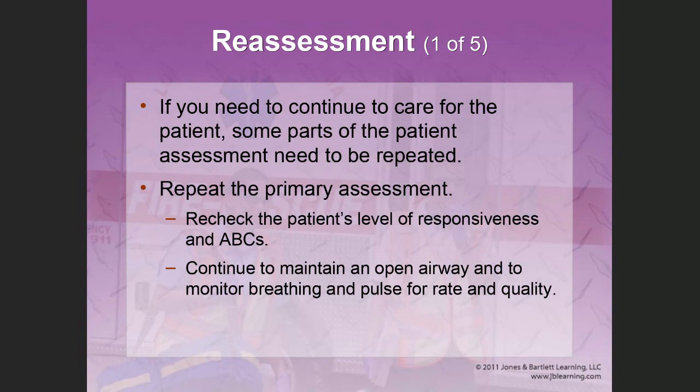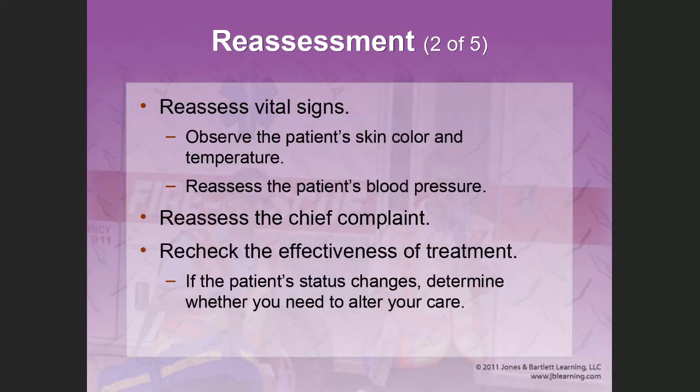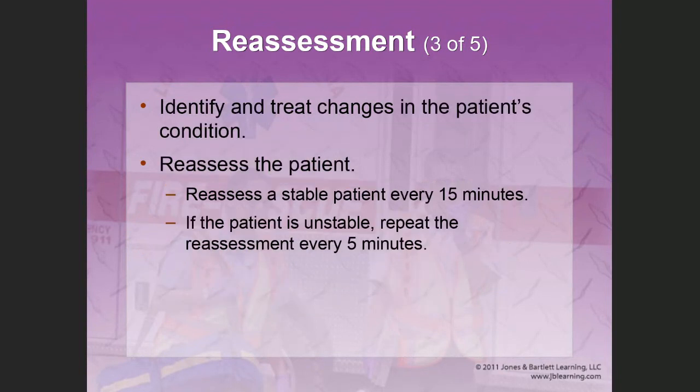And you document appropriately. So in reassessment, if you need to continue to care for the patient, some parts of the patient assessment need to be repeated. Repeat the primary assessment. Recheck the patient's level of responsiveness and ABCs. Continue to maintain an open airway and to monitor the patient's breathing and pulse for rate and quality. Reassess the vital signs. Observe the patient's skin color and temperature. Reassess the patient's blood pressure if you're allowed to. Reassess the chief complaint. Recheck the effectiveness of treatment. If the patient's status changes, determine whether you need to alter your care. Identify and treat changes in the patient's condition.